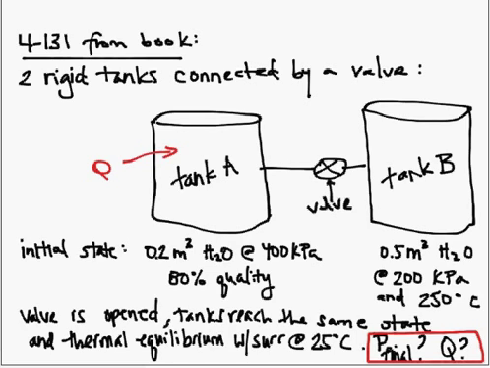So the first thing I'm going to do is define my system. I'm going to define this as the content of the tanks, so all of the water inside the tanks. I'm just showing the system here. I'm going to neglect the material of the tanks themselves. I'm going to neglect the material inside the connecting line and the valve. So I've defined my system as the water contained in tank A and tank B.